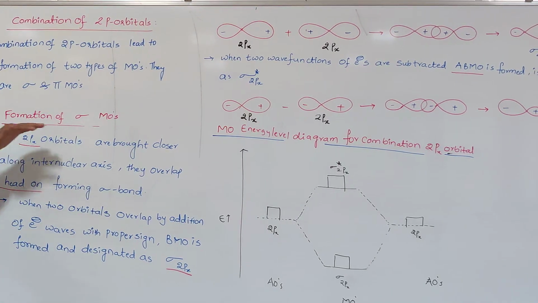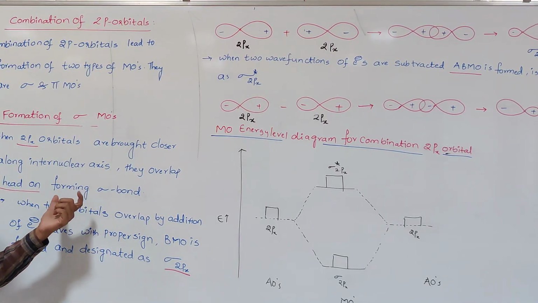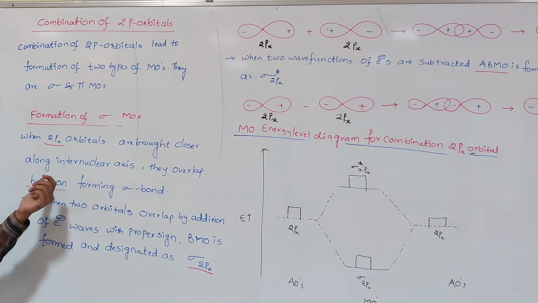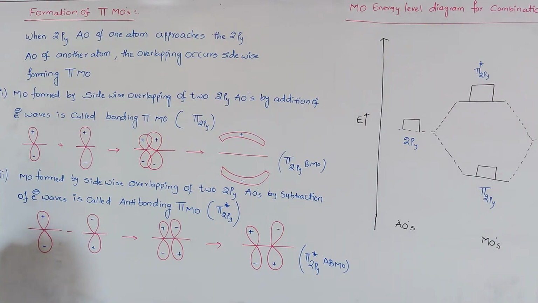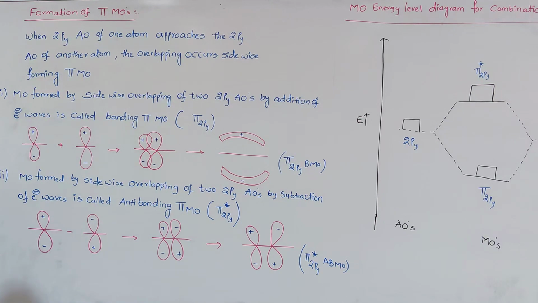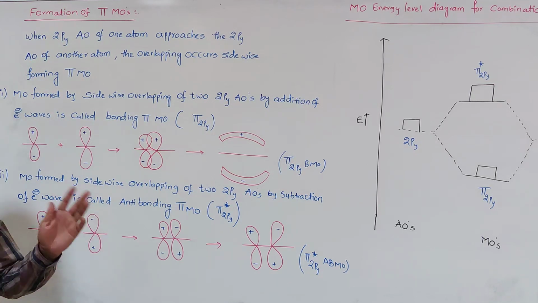So this is about the formation of sigma molecular orbitals. Next we discuss the formation of pi molecular orbitals. In the formation of pi molecular orbitals, the 2py and 2pz orbitals are involved, because out of the three p orbitals, one is involved in the sigma bond and the remaining two are involved in pi bond formation.